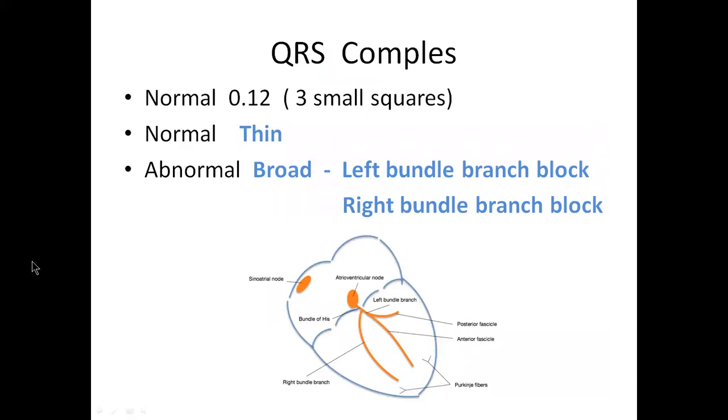So, when it is broad, it could be secondary to what we call left bundle branch block. And what that means is, remember the conduction system, the left bundle has stopped working. Or it could be a right bundle branch block, in which case the right bundle has stopped working. And they have unique patterns that you need to know about.